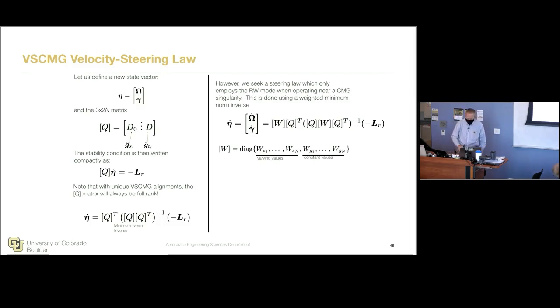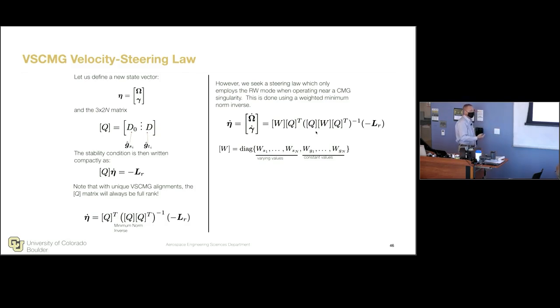So when you do a minimum norm inverse, you can also do a weighted minimum norm inverse, where you're giving everything weights. And always, these weights, the absolute values are arbitrary. It's the relative size that's important. So typically people just use all ones if they're all equally weighted. But if you make the CMGs ones, you might make the reaction wheels 0. That would force the reaction wheels not to be used in this case, right?